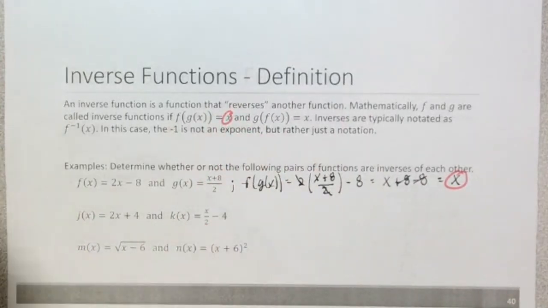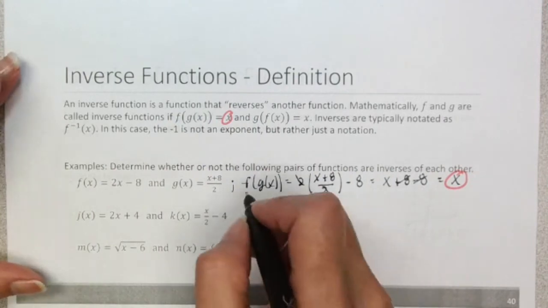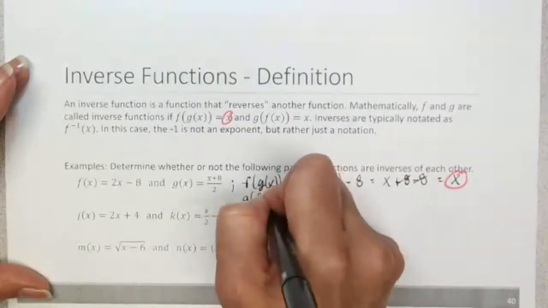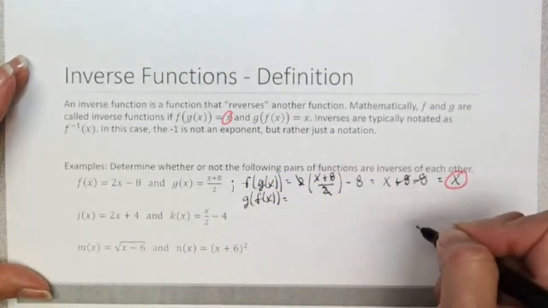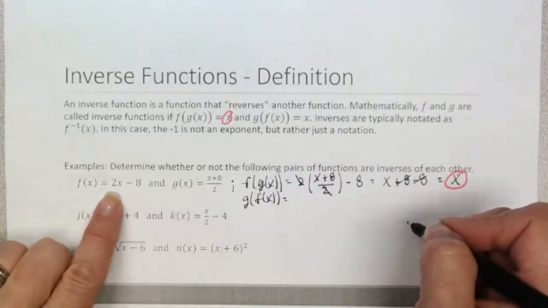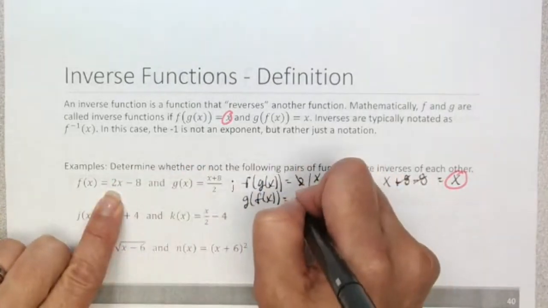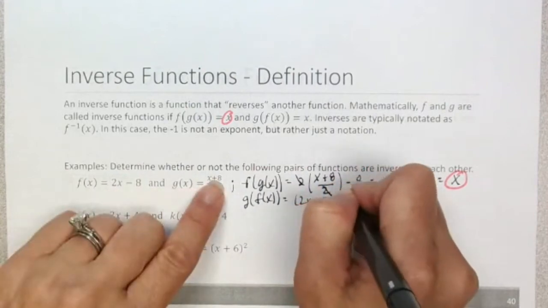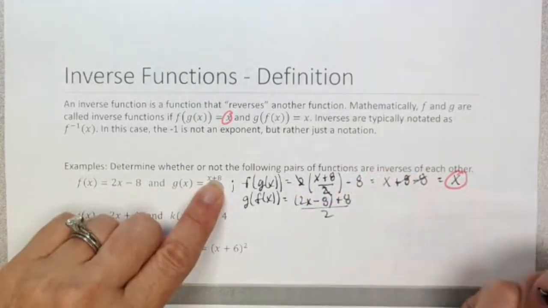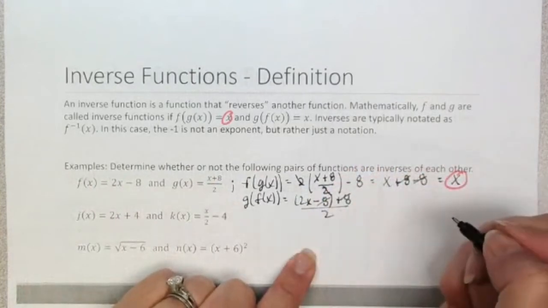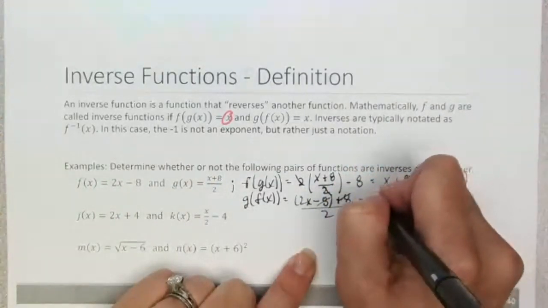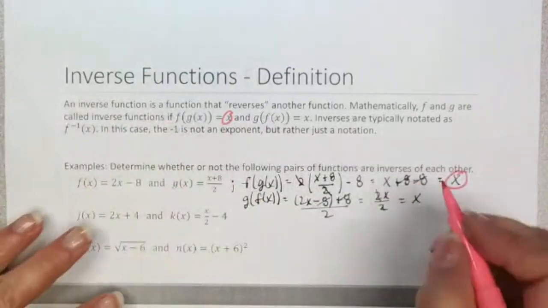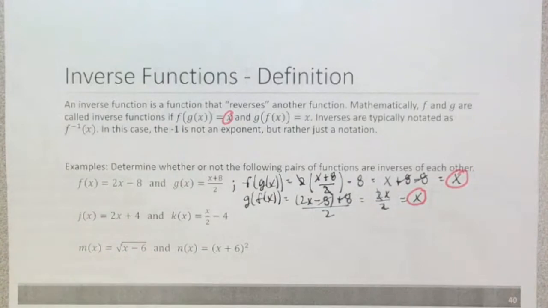Hey, let's go the other way and make sure. Let's find g of f of x and make sure that that also evaluates to x. g of f of x is going to be, instead of x plus 8, it's going to be 2x minus 8. That's our f. And plus that 8 over 2. Well, these 8's are going to add out, and we'll have 2x over 2, and then those 2's divide out, so that also simplifies down just to x.